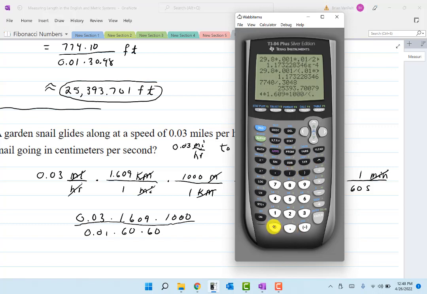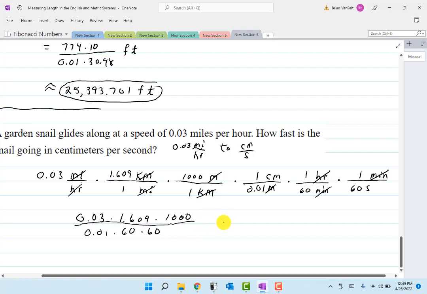Make sure that you include your denominator in parentheses so you capture the whole thing. To 3 decimal places, that's 1.341. And I forgot my units. We are in centimeters per second. cm per second.